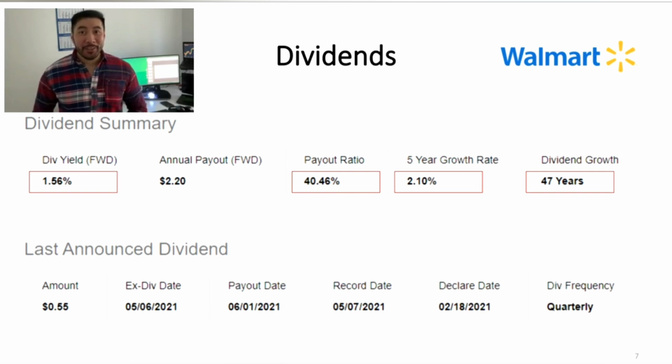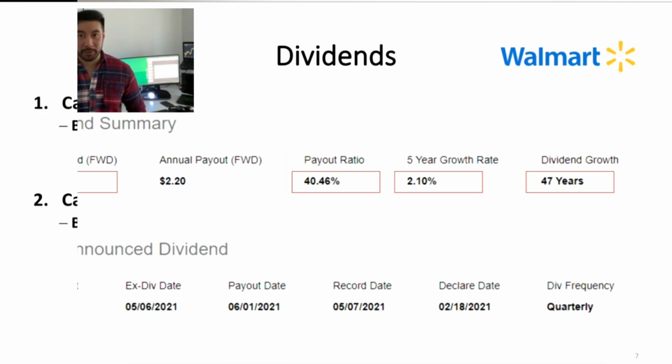As you can see here, Walmart pays a current yield of about 1.56%, which is not that high. But they also have a payout ratio of about 40.46%, a very small 5-year growth rate, but an absolutely massive 47 years of consecutive dividend growth every single year, even throughout recessions or market crashes.